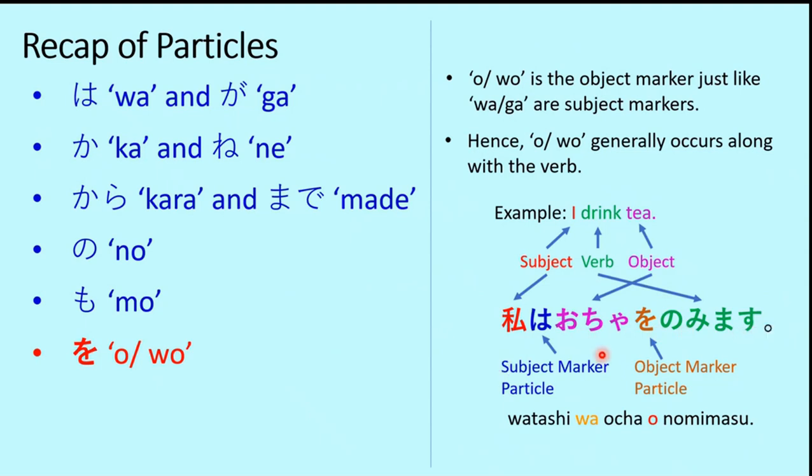Watashi wa, that means I, ocha o, tea, nomimasu. O nomimasu means drink. I drink tea. Watashi wa ocha o nomimasu. So this is how the o particle is used. In future lessons, we shall be discussing the o particle in more detail. But for now, this is the simplest explanation that I could have given to you.